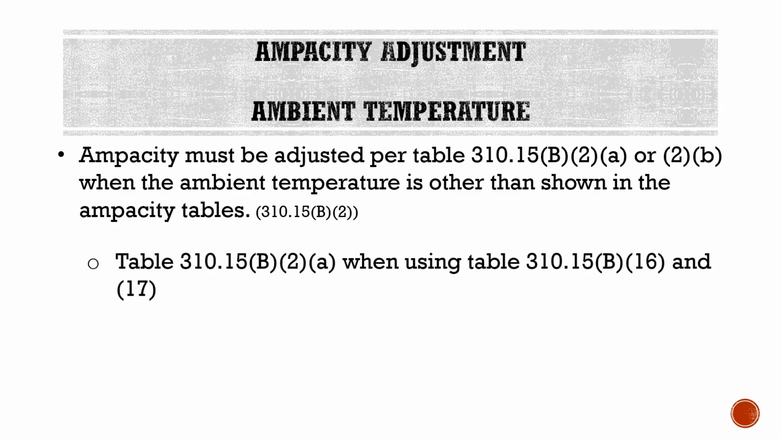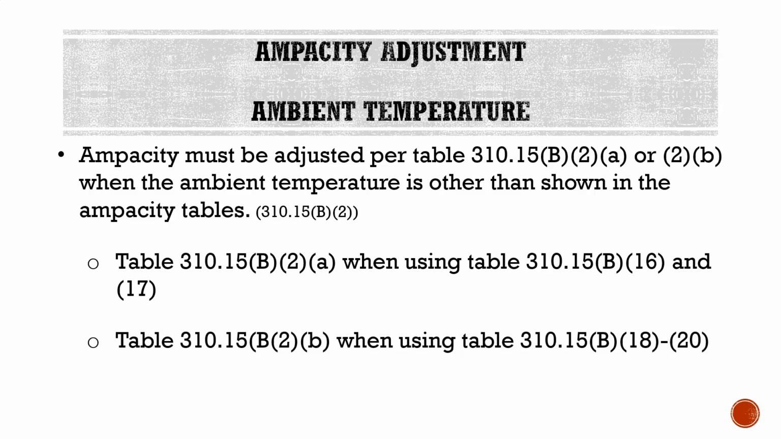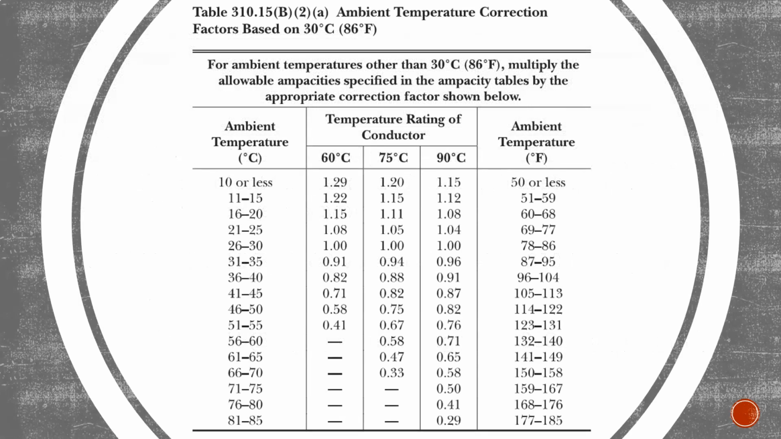So we're going to be using table 310.15(B)(2)(a) when we're using our ampacity tables of 310.15(B)(16) or (17), and then we're going to be using table 310.15(B)(2)(b) when we're using table 310.15(B)(18) through (20). So depending on which table we go to determine our conductor's ampacity in the first place, that causes us to go to a different table in order to adjust that ampacity based on the ambient temperature.